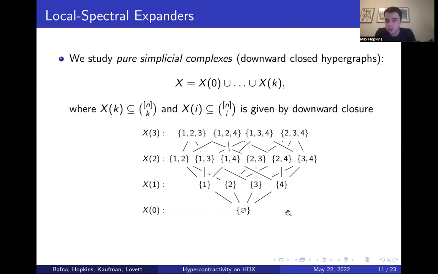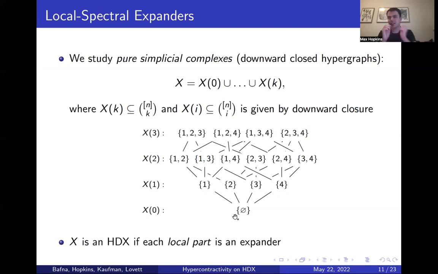So here's a typical drawing of one of these. This is the complete complex. So we have these 4 triangles in X3, the highest level, and then X2, X1, and X0 are just given by downward closure. And we'll call an object like this, a pure simplicial complex, a high-dimensional expander, basically if each local restriction, if each local part of the complex, is an expander graph.